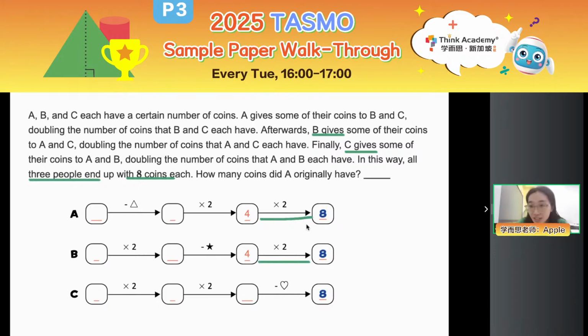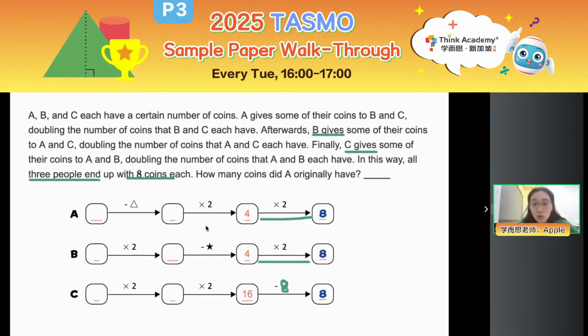So altogether, you can see that A and B has an increase of 8. And where do they receive the coins? That is from C, which means the value of the heart shape should be 8, okay? So following this, you see that which number minus 8 equals 8. Then working backwards, you can get C had 16 coins before. Well, following this again, let's move on to the second part.